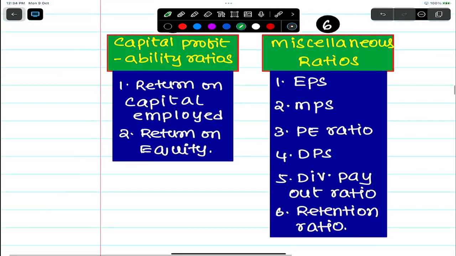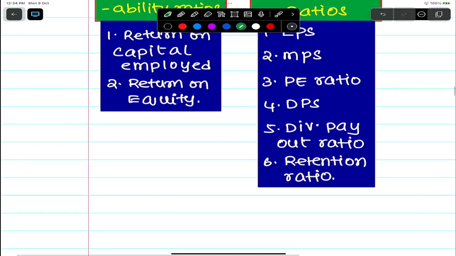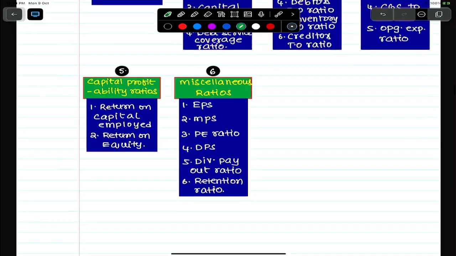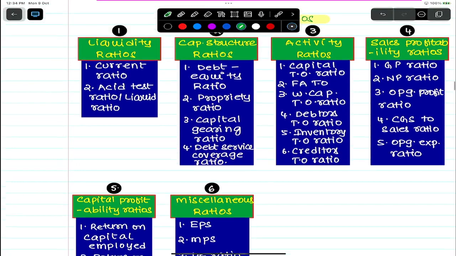Next one is the dividend payout ratio. Last one, the retention ratio. Completed? So we have completed understanding the various ratios applicable from the examination's point of view.